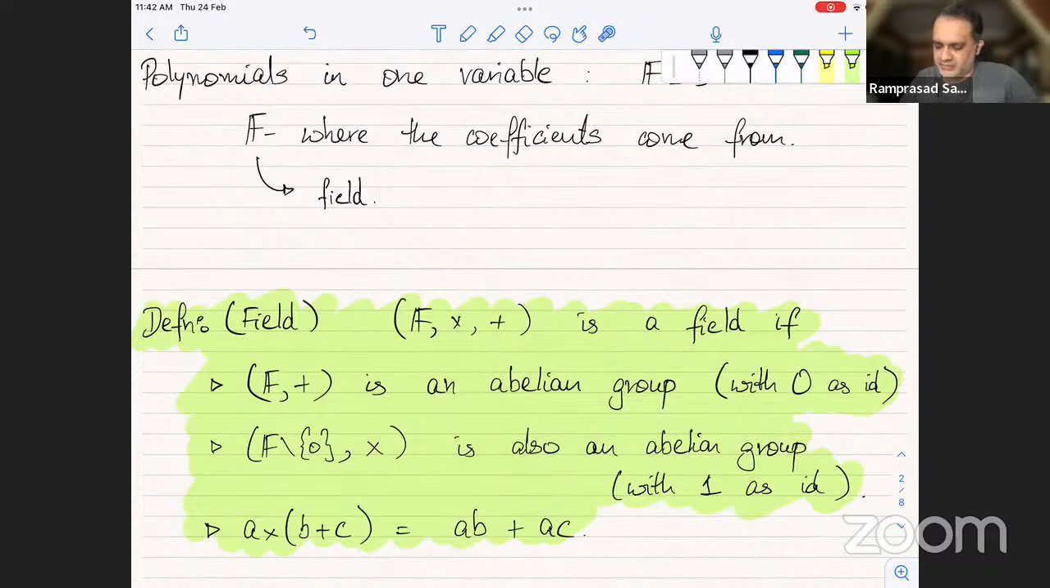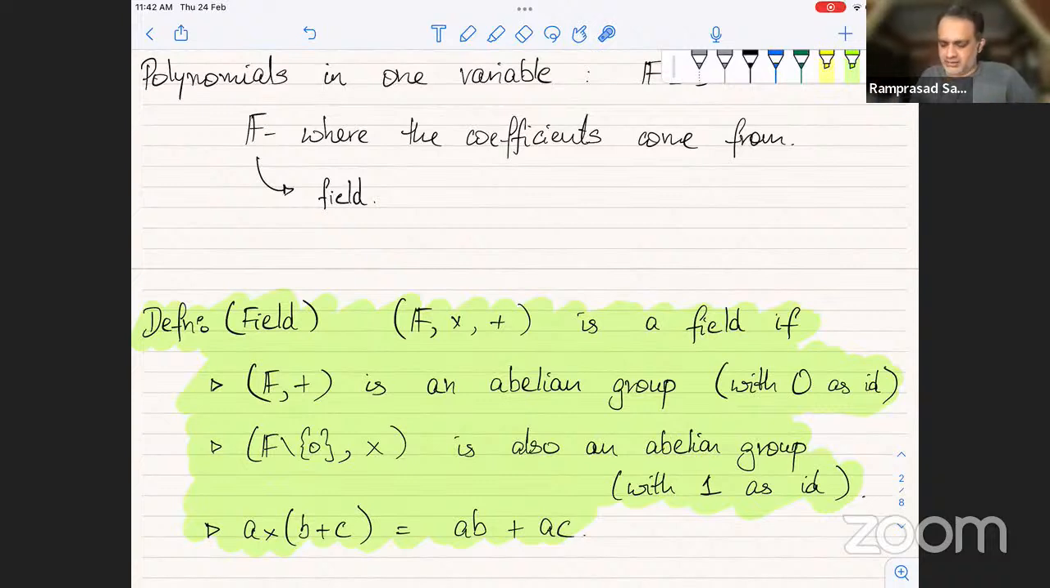So formally speaking, a field is some underlying set along with two operations, which are multiplication and addition, such that if you just think of the field under addition, it forms an abelian group. That just means that you can add two elements and you can subtract two elements. The notion of subtraction makes sense. And the identity element under the addition operation is referred to as 0.